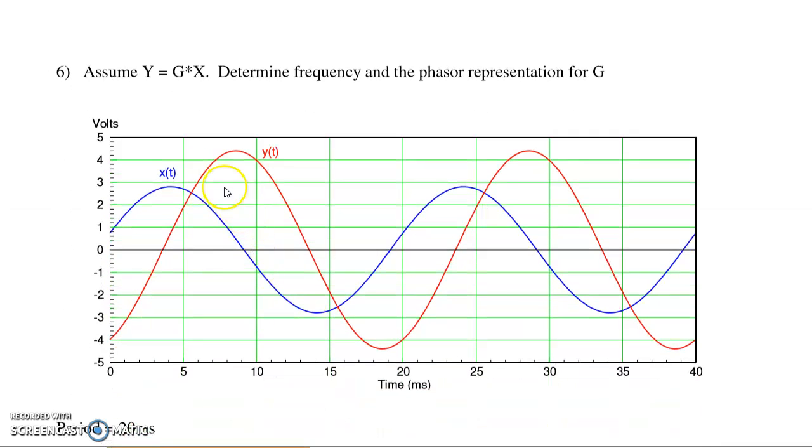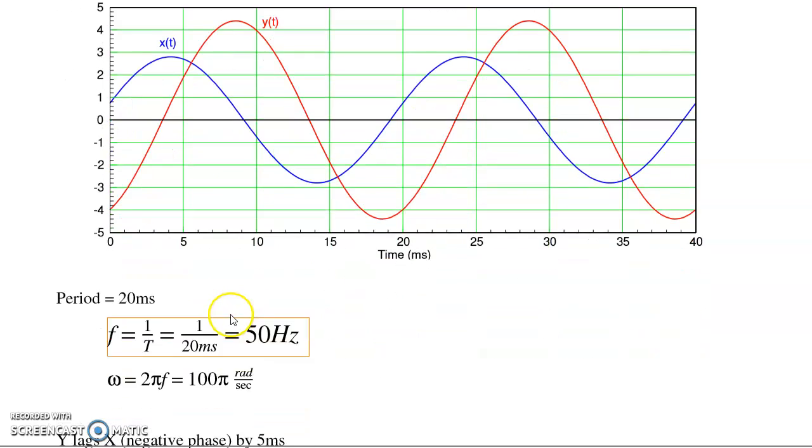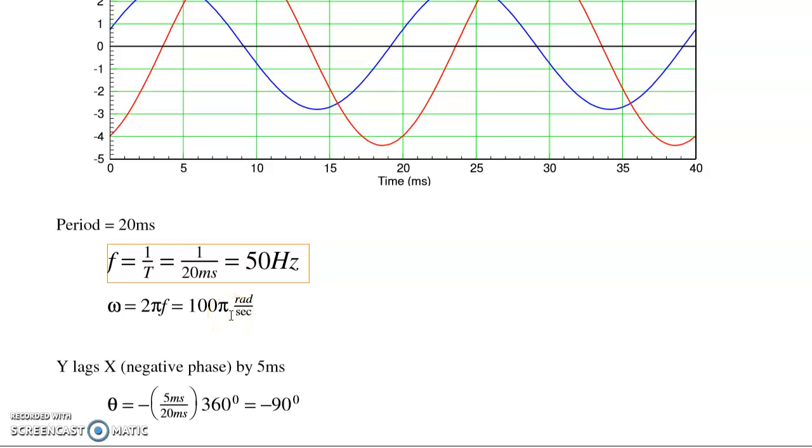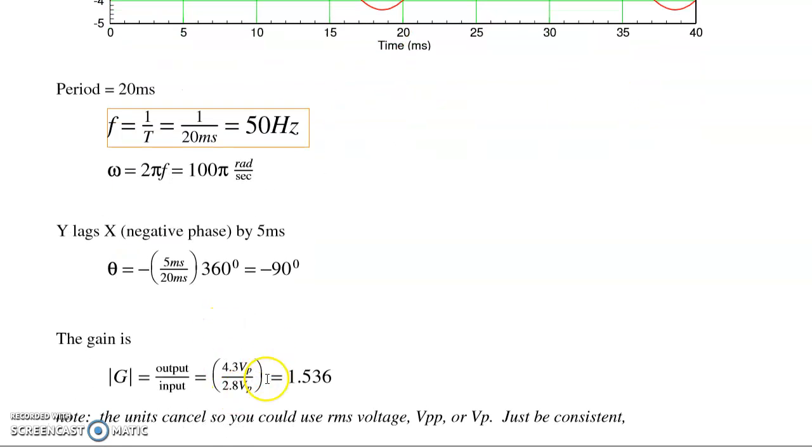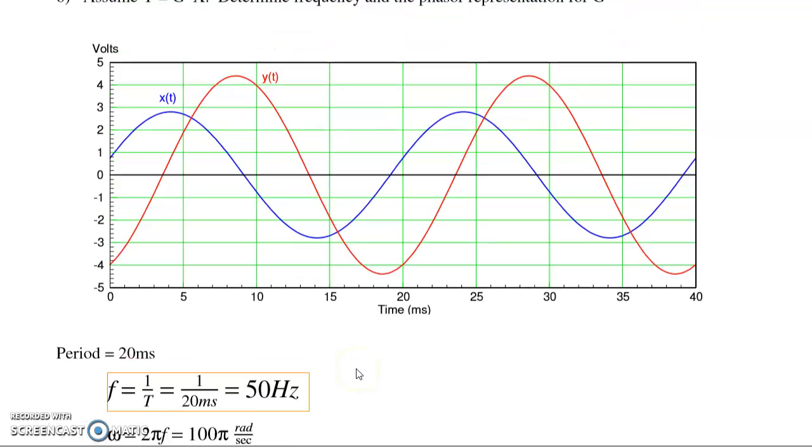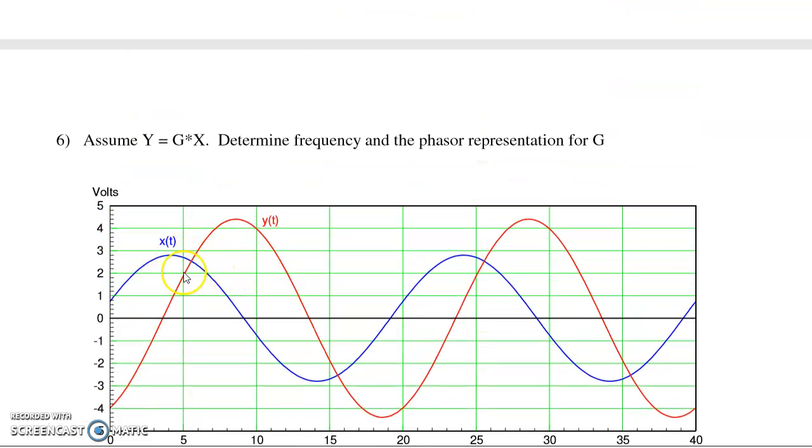And the last one is, if this is a filter, x is the input, y is the output, what's the relationship between x and y? That again is a complex number. The amplitude is the ratio. The input is 2.8, the output is 4.4, the ratio is the gain. There it is, 1.536. The time delay is the phase shift.